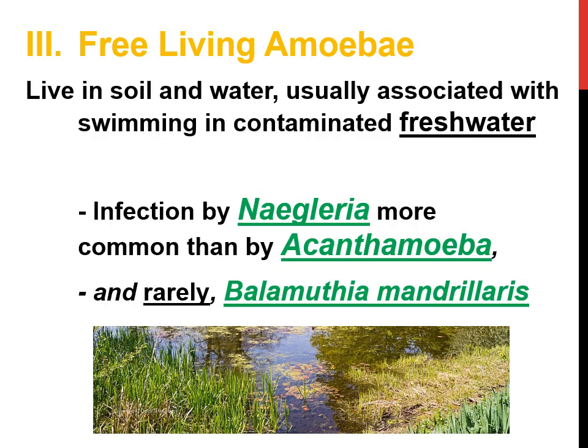Infection is by those genera there, Naegleria, which is more common than Acanthamoeba. So we have Naegleria and Acanthamoeba, and rarely Balamuthia. I like the name Balamuthia mandrillaris. It's a bubbling name, Balamuthia mandrillaris. But that occurs in very restricted areas.